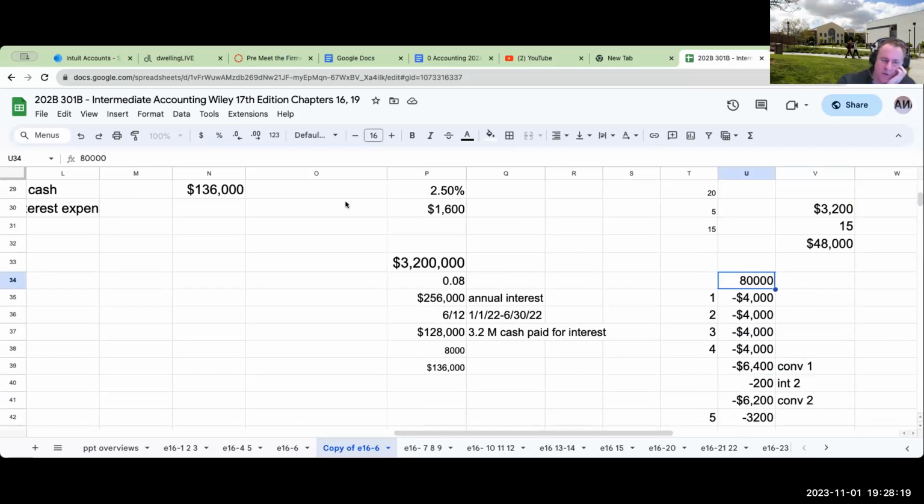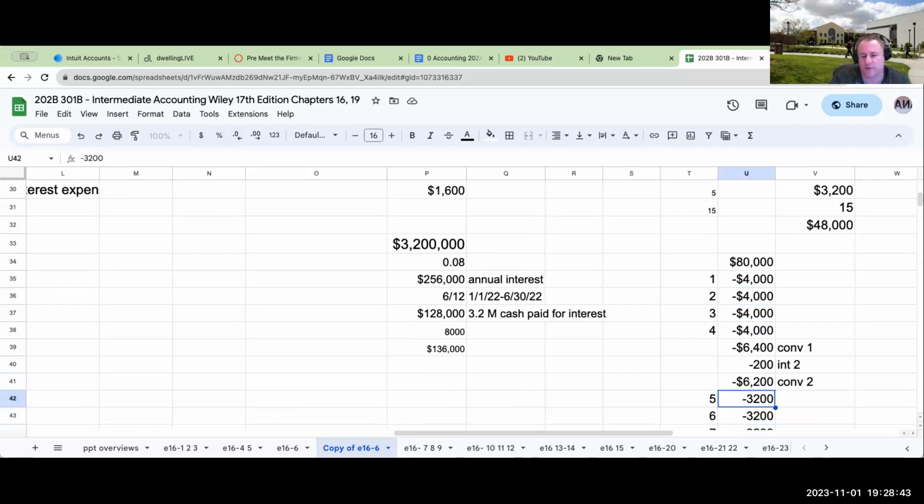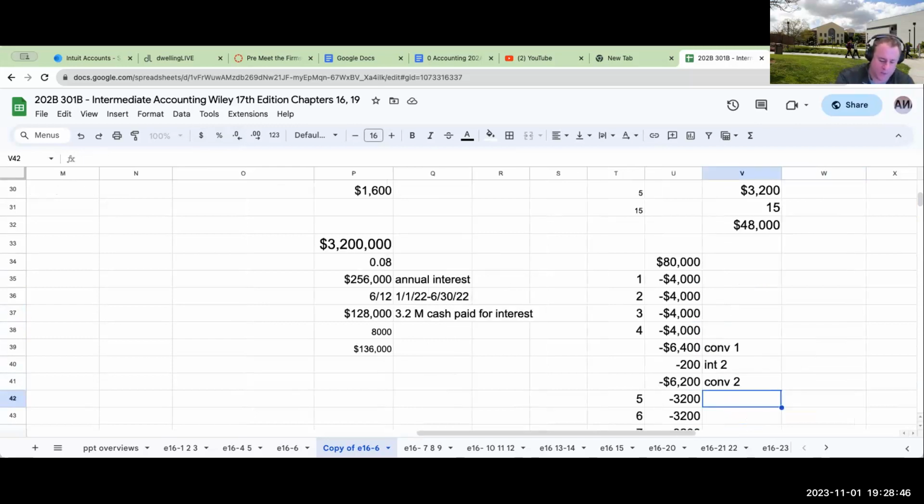So we had an initial premium on bonds payable of 80,000. And we had our first 4 amortizations of 4,000 each. We had our first conversion. We had our second conversion over here. Our conversion for the second bond was 6,200. We had the interim of 200. And then for the 5th payment, we had a total of 3,200. So essentially through this point in time, we would have had a total of 48,000.